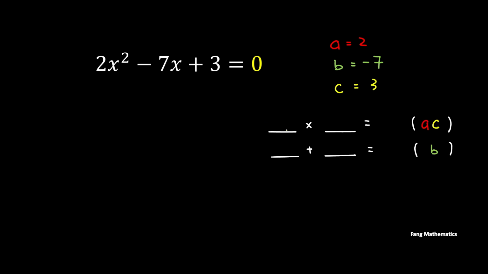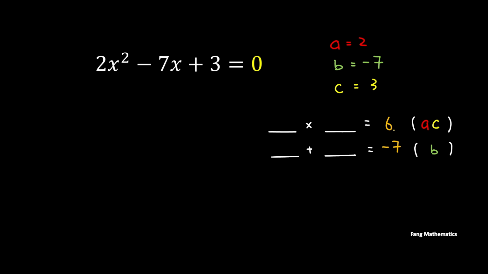And now we are to look at the first line. The product of two numbers is equal to a times c. So 2 times 3, and this should give you 6. And the second line, sum of two numbers should give you b. So b is minus 7. Think of a combination that satisfies this condition.